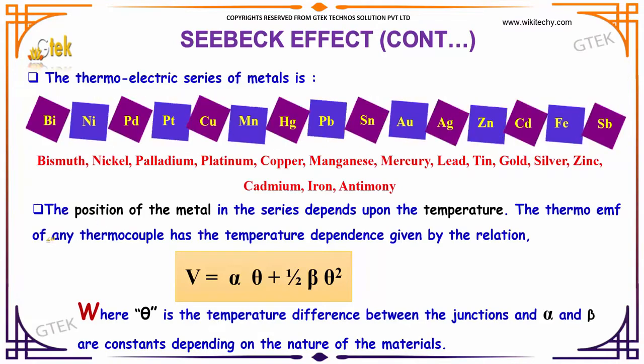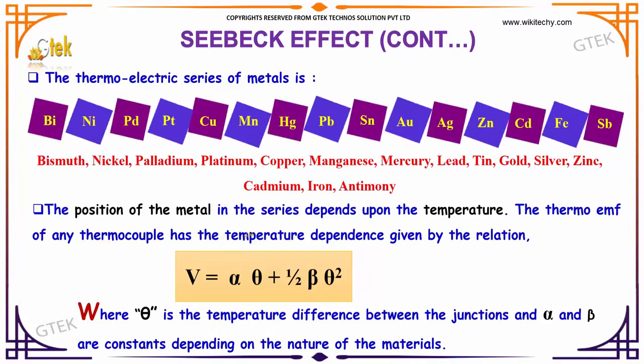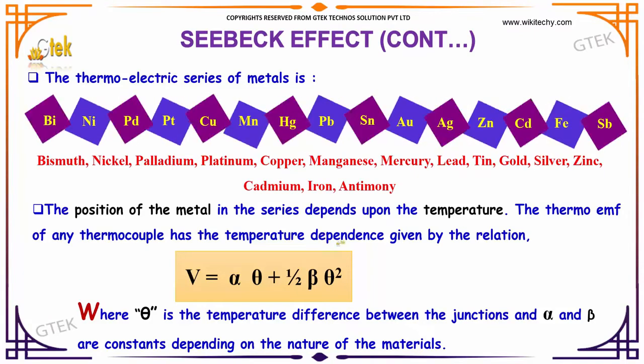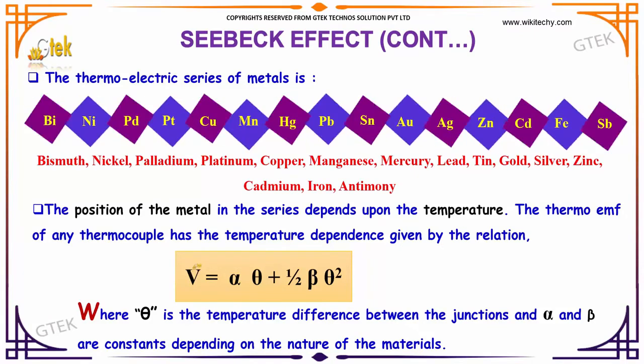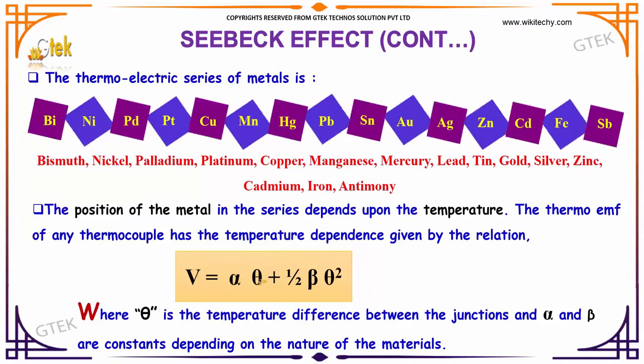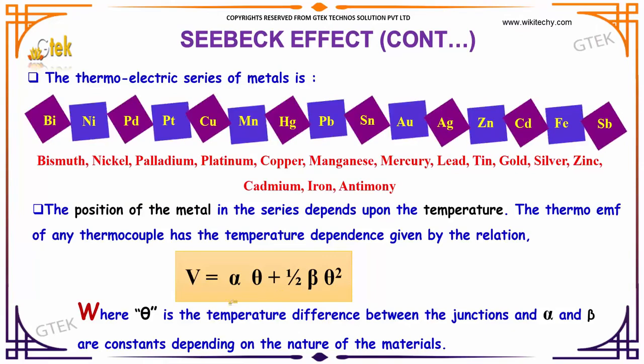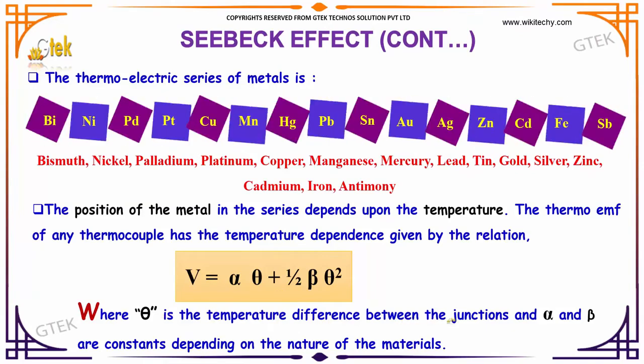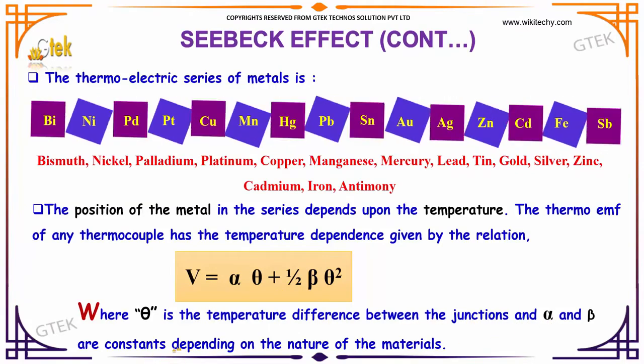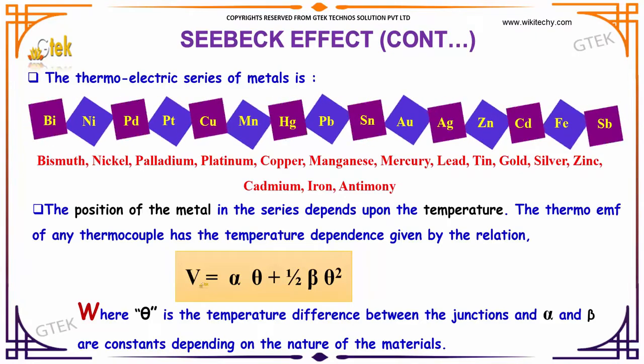The thermo EMF of any thermocouple has a temperature dependence and is given by the relation V = αθ + ½βθ², where θ is the temperature difference between the junctions, and α and β are constants that depend on the nature of the materials.